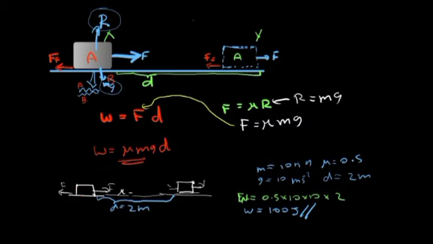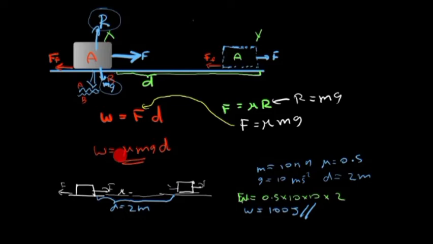Now let's have a look at an example. It's mentioned that the mass is 10 kilograms, the frictional coefficient between the two surfaces is 0.5, the gravitational acceleration is 10 m s^-2, and the distance d is 2 meters. Let's see how to find the work done.